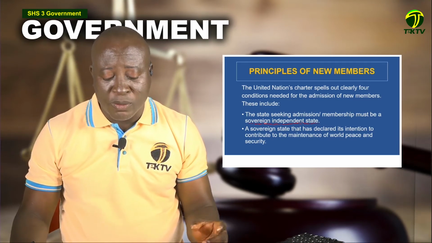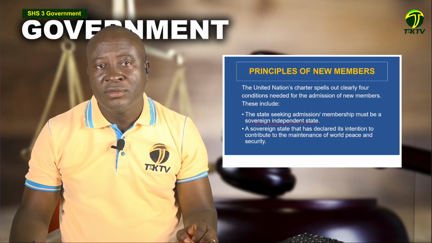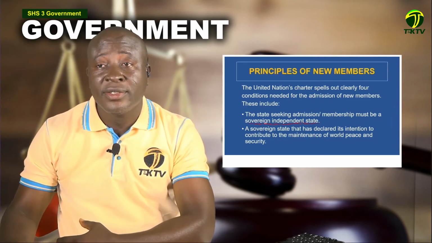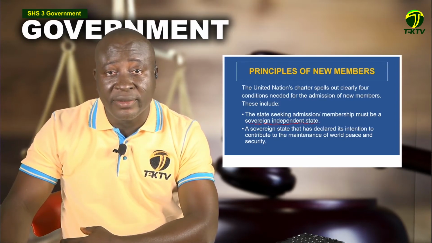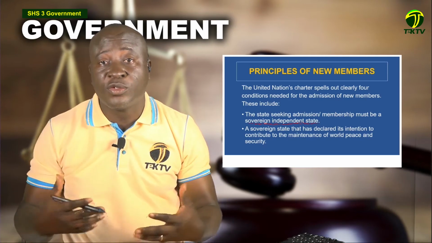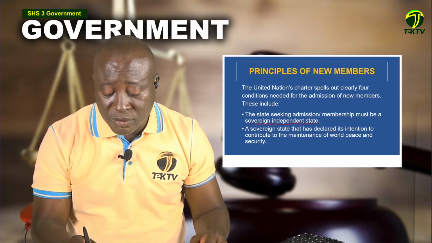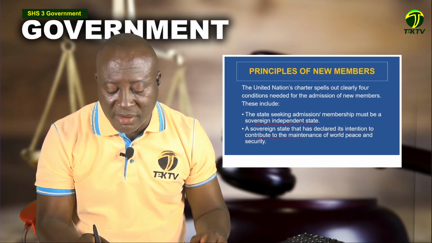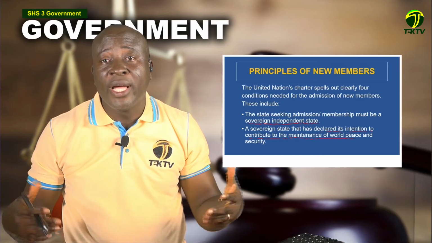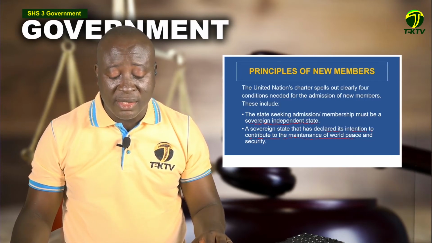The second principle, a sovereign state that has declared its intention also to contribute to the maintenance of world peace and security. If you're a country that doesn't support peace to prevail, even within your country or the world, and you always want the rest of the countries to be at loggerheads, UN will never accept you. So you need to declare your intention to contribute to the maintenance of world peace. You have to accept the fact that you will help the UN to promote peace in the entire world. That is the second principle.